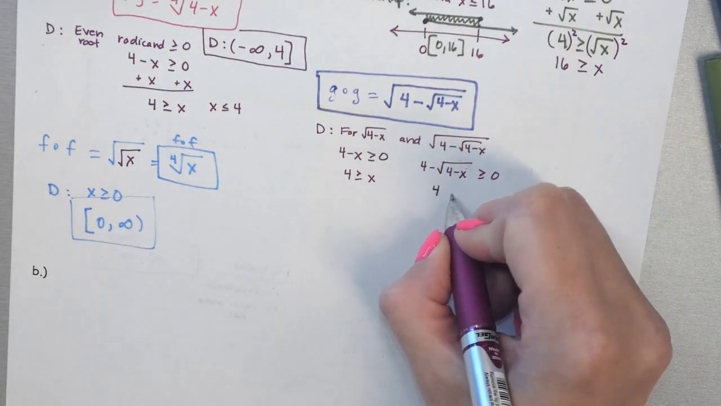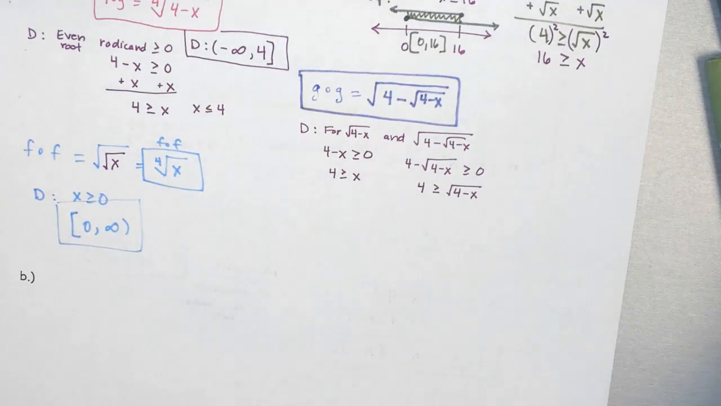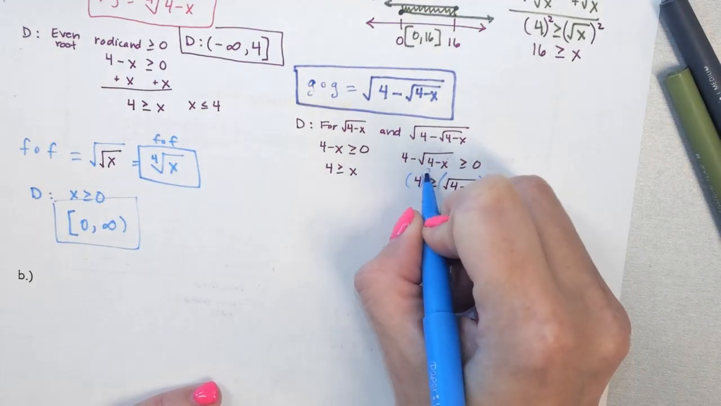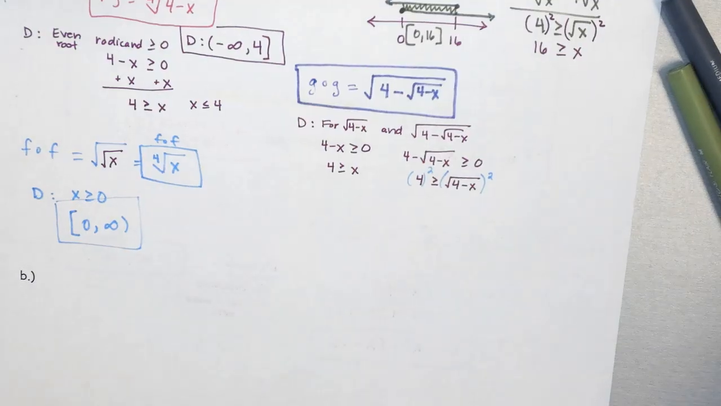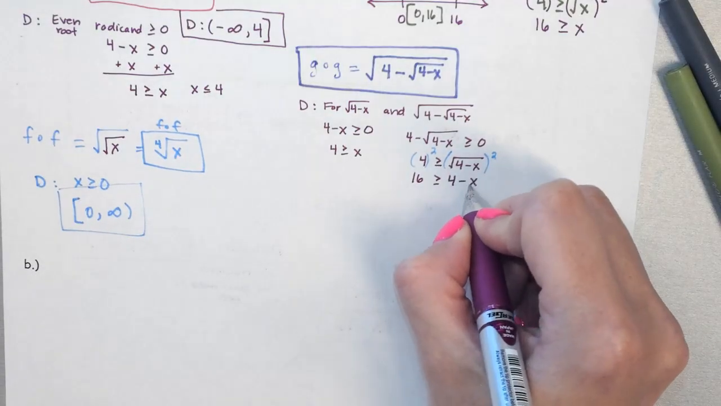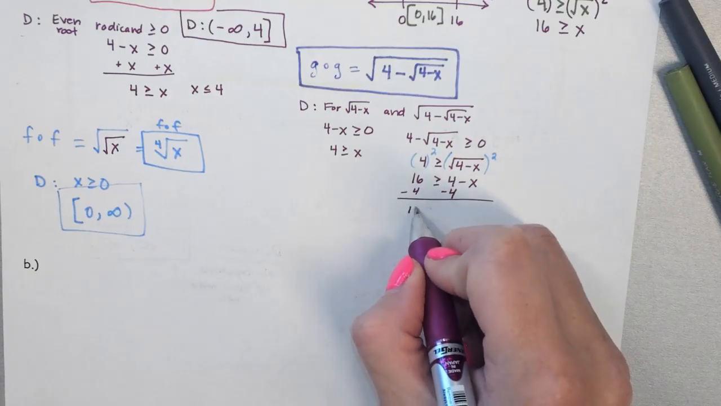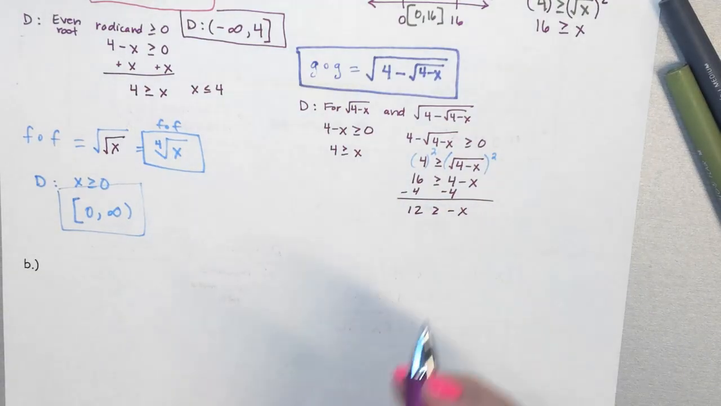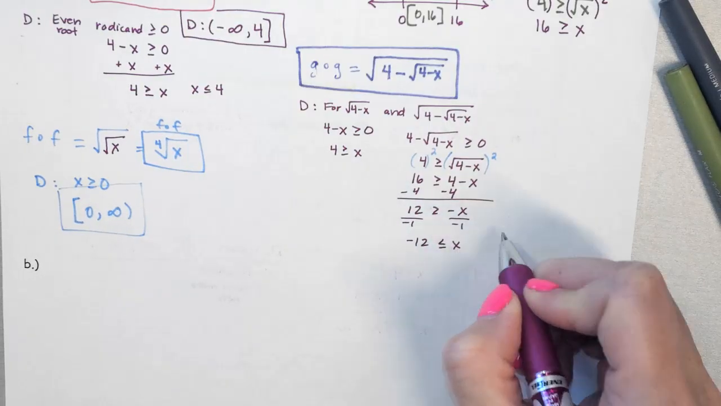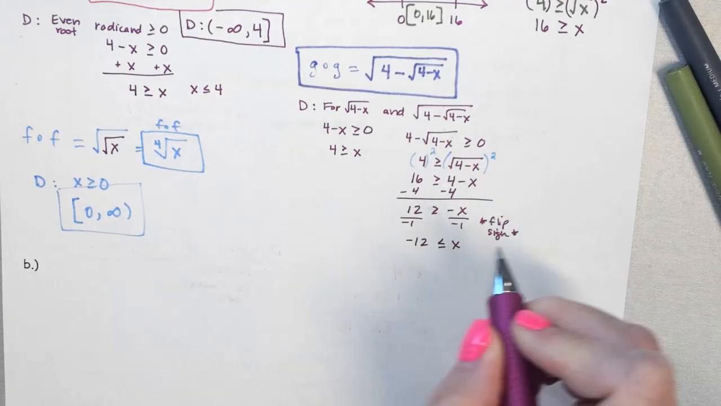Okay, so if I add over the root of 4 minus x, whenever you have a square root, you can square both sides once you've isolated the radical. And you have 16 is greater than or equal to 4 minus x. Okay, if you do subtract 4 from this side and you're left with the negative, just remember that you want to flip that sign whenever you divide by a negative.